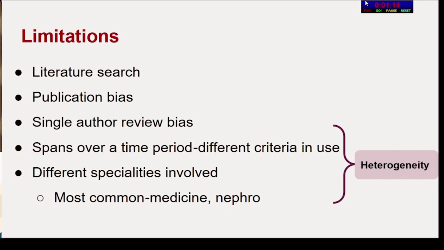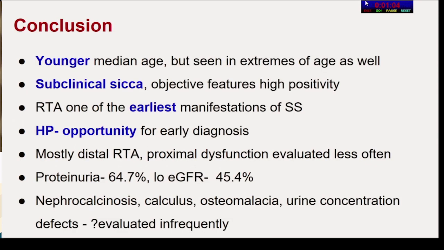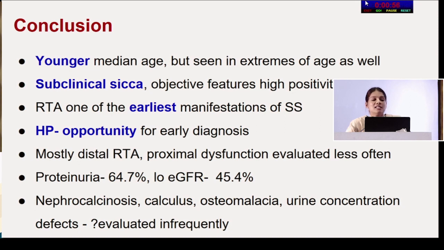The literature search, publication bias, single author review bias, and because it is spanning over a long time period, different criteria you use, different specialties, so there is a lot of heterogeneity. But I think we can make some conclusions. There is younger median age, but this condition is seen in extremes of age as well. Subclinical sicca features, but objective features with high positivity. RTA is one of the earliest manifestations of Sjogren's syndrome.